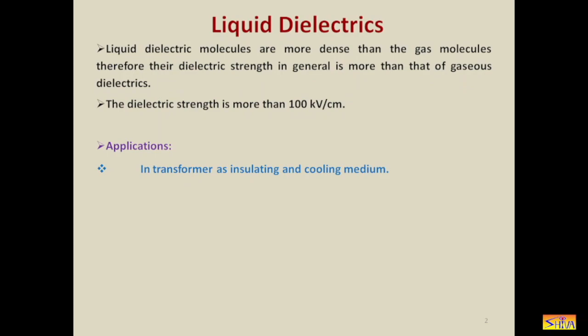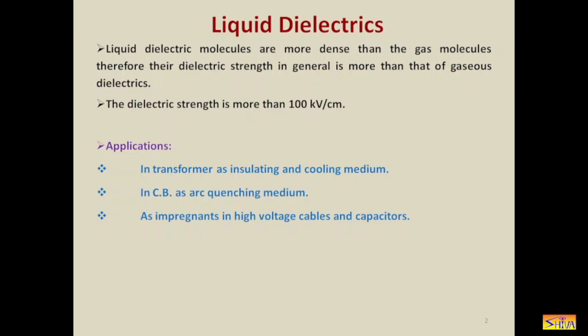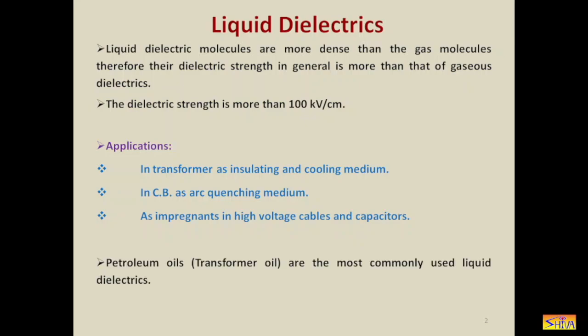First application is in transformer. In transformer, they are used as insulating as well as cooling medium. Second is in circuit breaker. In circuit breaker, they are used as arc quenching medium. When circuit breaker operates, the contacts separate and arc is generated between the electrodes. So oil is used as arc quenching medium in circuit breaker. In case of cables and capacitors, they are used as impregnants. Petroleum oils, that is normally called transformer oil, are the most commonly used liquid dielectrics.